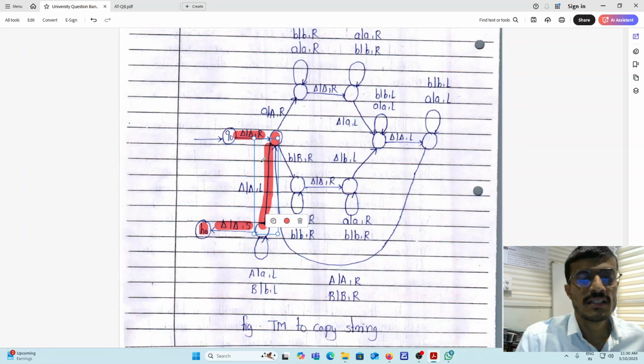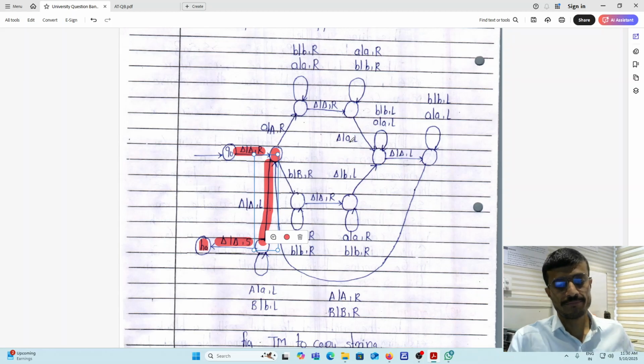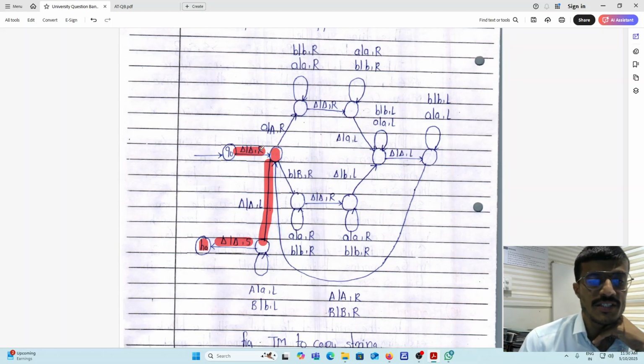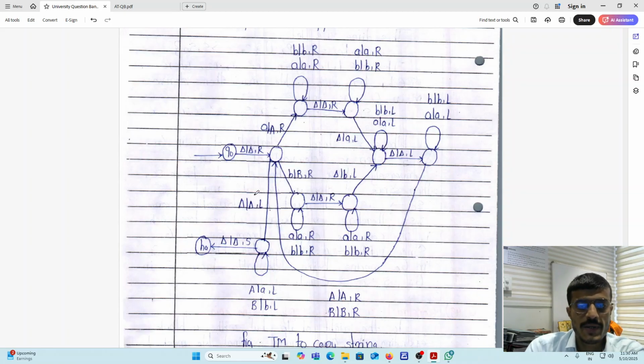Likewise, this procedure will be for the remaining ones. Consider a specific string is given to you, then this direction will be followed. Practice two to three times and try to understand the logic, all of you. This diagram is very important: the Turing machine to copy a string.